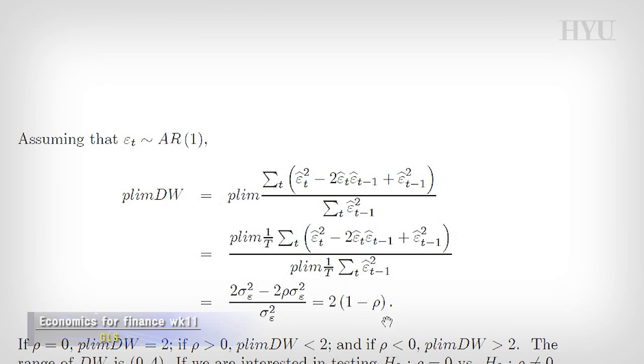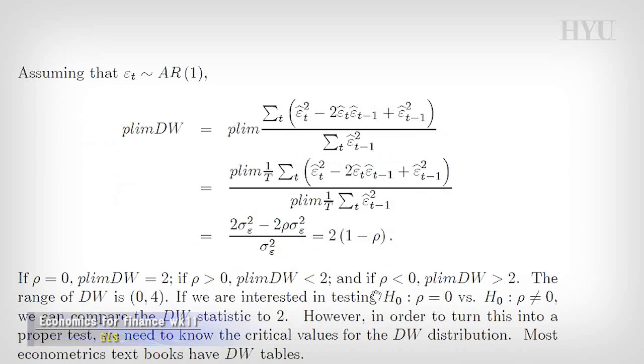And in the limit, the Durbin-Watson statistic converges in probability to 2 times (1 minus rho). Therefore, we can do the test. If rho is 0, which means there is no AR(1) structure in our error term, then our Durbin-Watson statistic should be 2. If the correlation between errors, the AR(1) term, is positive, then the Durbin-Watson statistic should be less than 2. If there is a negative correlation, the Durbin-Watson statistic should be greater than 2, right?